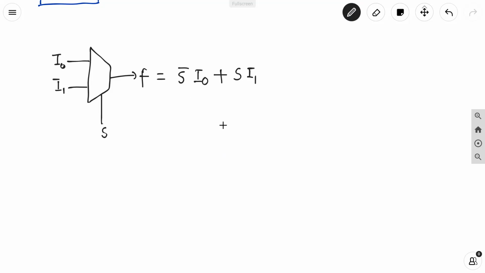On the basis of this input-output relation, on the basis of the select line, we will see the coming examples in the next videos. So this is enough for the introduction part of the multiplexer.